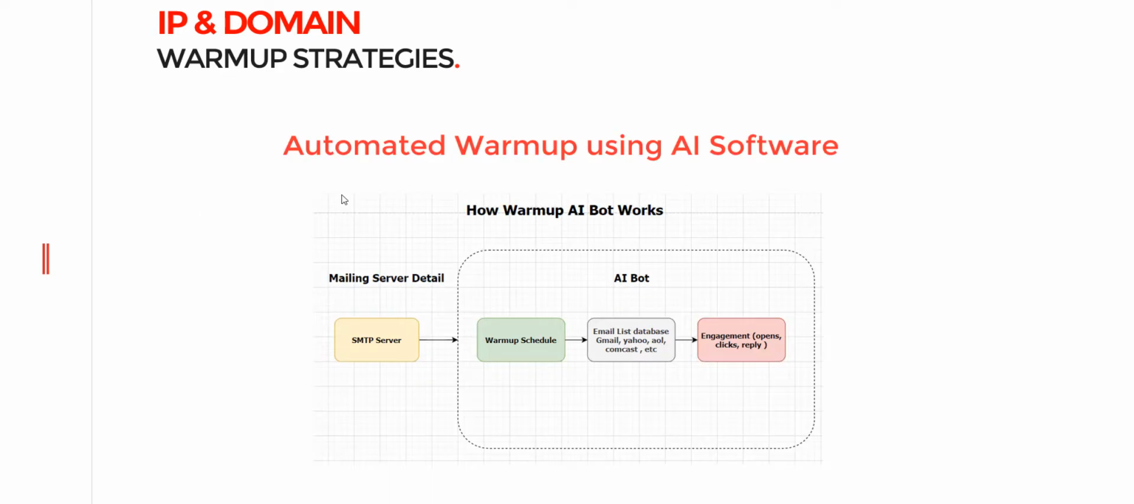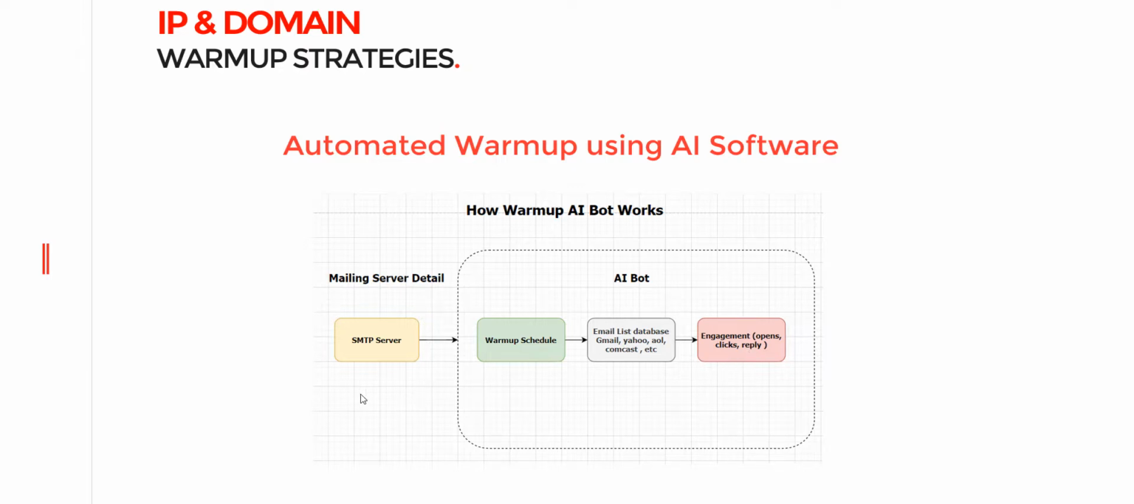Okay, the first one is automated warm-up using AI software. There are a lot of warm-up tools available in the market that you need to use with your server in order to get maximum results. Here's a quick process overview of how these AI bots work. They have their email database, with Gmail, Yahoo, or different email addresses that they keep creating, and the AI bot has access to these inboxes. So when an email is sent from your server, their AI bot opens the email, clicks the link inside it, and then replies back.